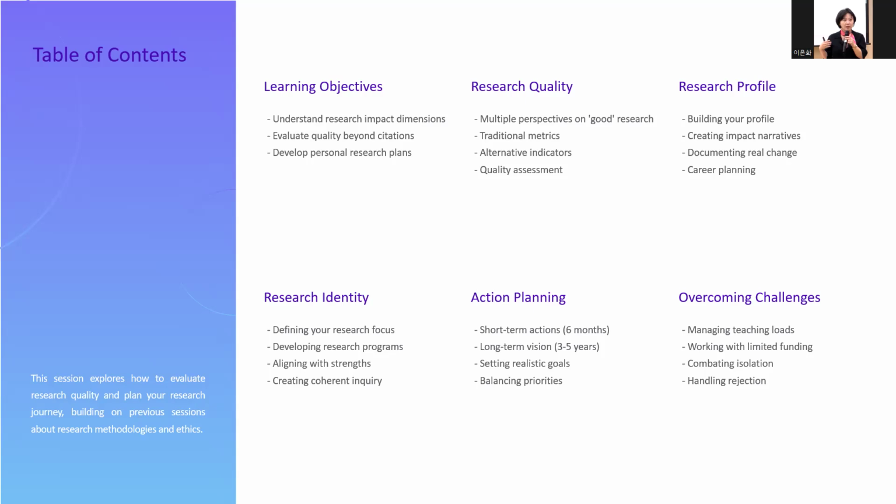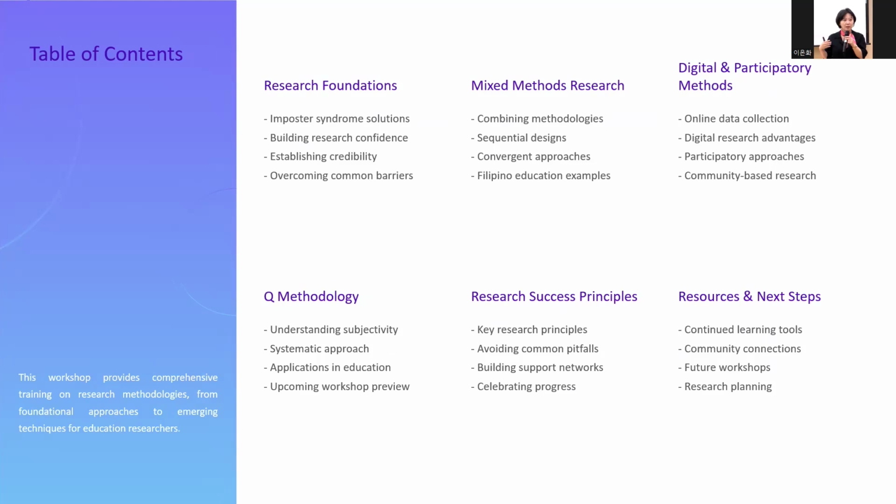of your work. Third, research identity. This is about finding your focus and developing a coherent research program. Fourth, action planning. We will create both short-term and long-term goals that are realistic. Fifth, overcoming challenges. Because every researcher faces obstacles and we need strategies to handle them. And finally, we will explore some specific methodologies, including mixed method, digital approach, and Q methodology.